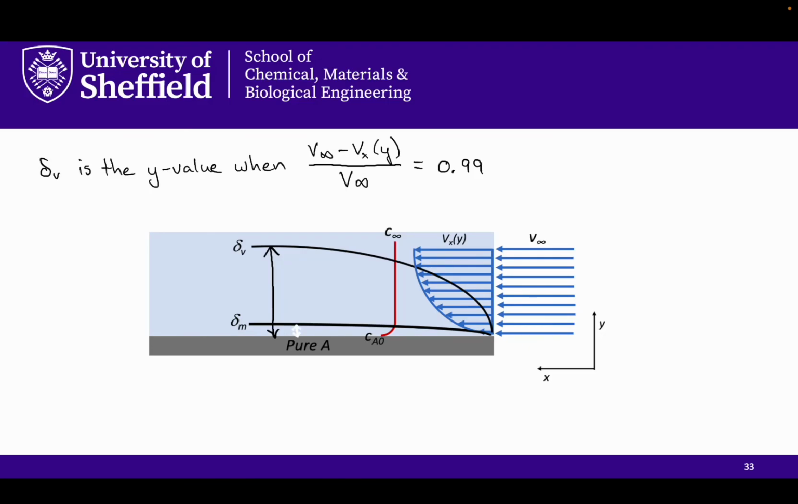Similarly, if we look at the y distance when the concentration of A tends to saturate, we define the boundary layer for concentration, which is just when the difference between the concentration of the pure solid and the concentration of A at an infinite distance from the solid in the bulk, normalized by that A concentration at the solid, is about 99%. Again, these are not hard and fast definitions. It's just a rule of thumb to sort of define where the boundary layer lies.